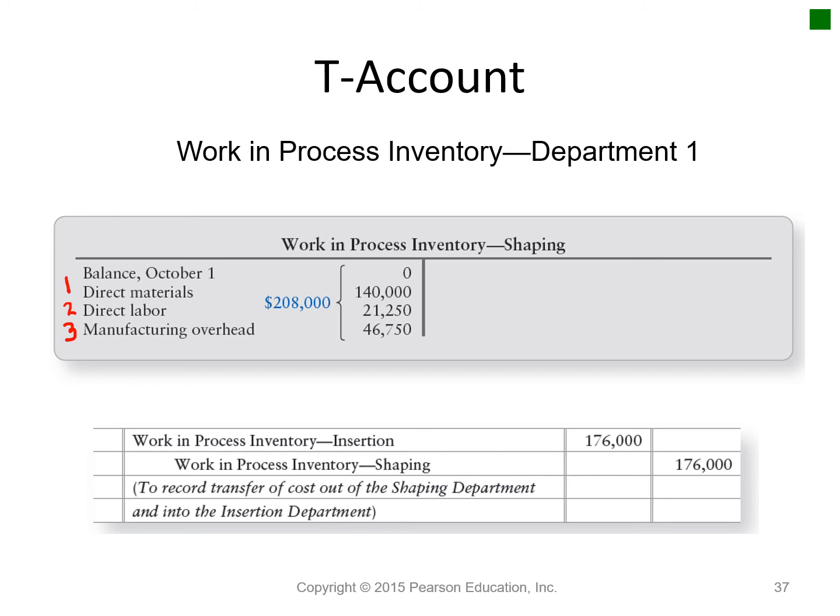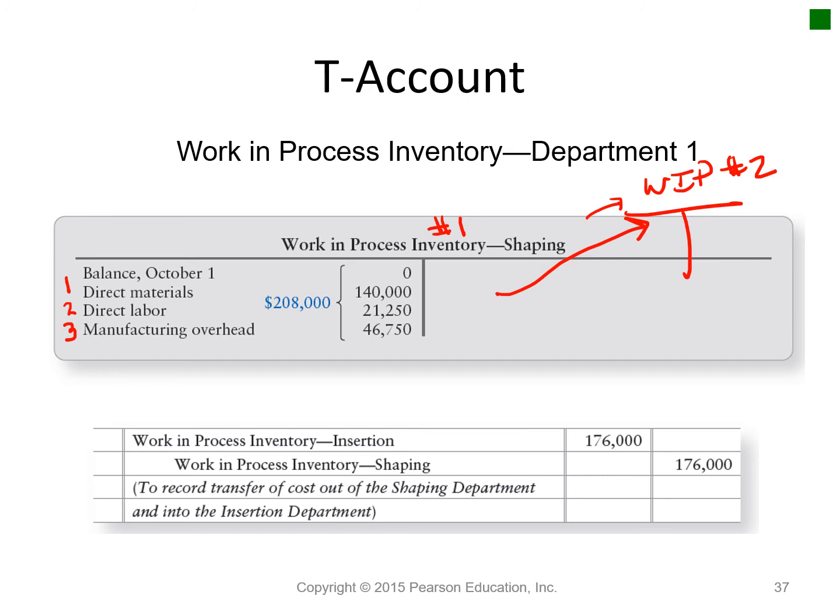Now, again, the one difference is, in this case, this is shaping. So once you're done with shaping, it's going to go to the next work in process department, which they're going to call insertion. So think of this as work in process department number 1. Then we go to another work in process, department number 2. And again, all you do is once you go from one WIP to the other WIP, you're going to credit this department or this account, and then you're going to be debiting the next one.